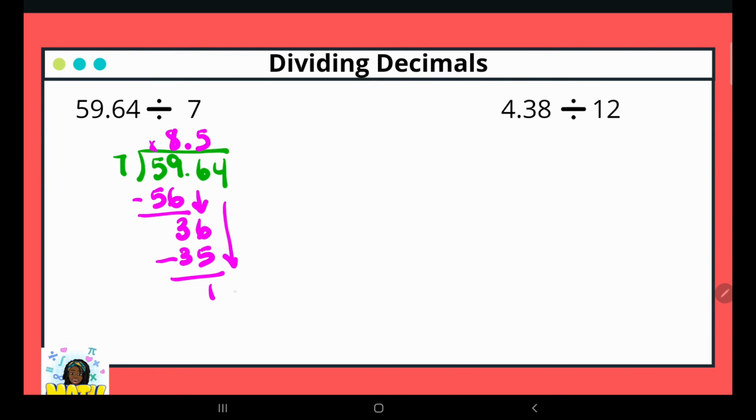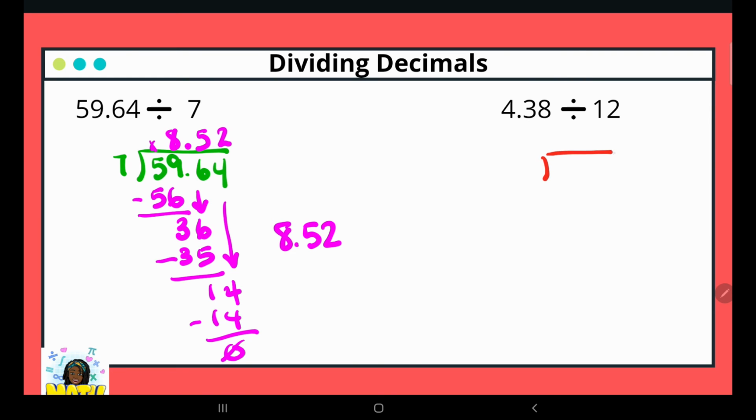Remainder 1, and I bring down my 4. 7 into 14 goes twice, and I have no remainder left. So here my answer is 8.52. So 59.64 divided by 7 is equal to 8.52. All right, let's go ahead and take a look at the next example.